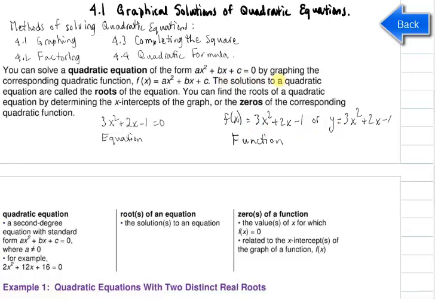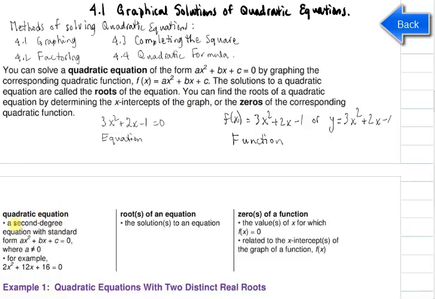So the solution to the quadratic equation is called the root or the roots, depending on how many you have. You can find these roots by finding the x-intercepts of the graph of the function. Another way to say finding the x-intercepts would be to find the zeros of the corresponding quadratic function. Okay, now if you have a TI graphing calculator, then you're going to be looking for zeros. And if you have the Casio calculator, you're going to be looking for the roots, and they really mean the same thing. So just a few notes of explanation.